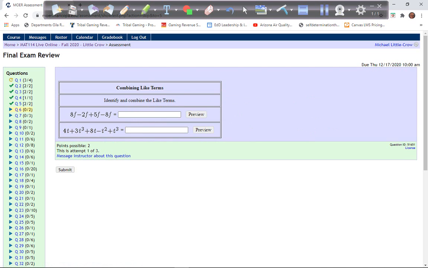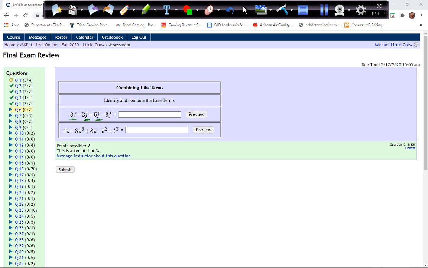Number 6, now like terms. We're going to have to define like terms. And like terms mean they have the same variable parts. So this first one, all of them are the variable f. So we're really just counting. What I would do is there's 8 here and there's -8 here. So that gives me a 0. It's easy to keep track of. There's +5 and -2 here. So take 2 away from 5 and we have what left? 3f. All right, they're all like terms.